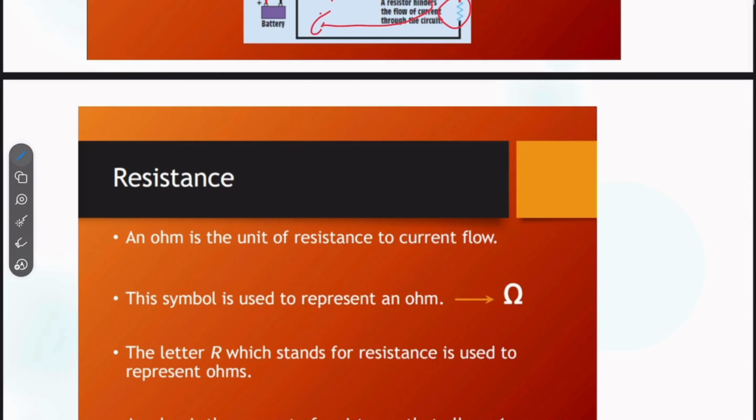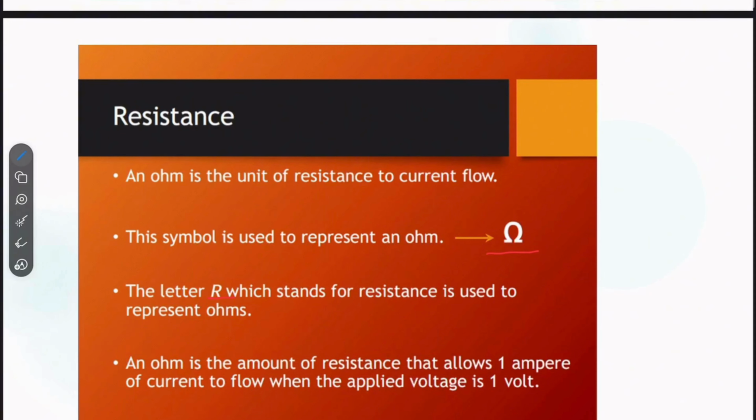The ohm is the unit of resistance to the current flow. The symbol used to represent an ohm is omega. The letter R, which stands for resistance, is used to represent ohms. An ohm is the amount of resistance that allows 1 ampere of current to flow when the applied voltage is 1 volt. So basically R equals E divided by I. When we have E equal to 1 volt and the current equal to 1 amp, that's when we have 1 ohm.